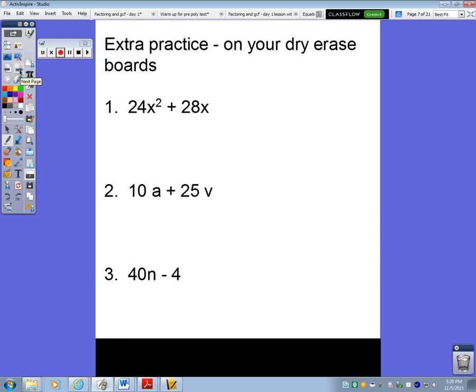Some extra practice. You don't have dry erase boards. You can go ahead and write this on paper. Go ahead and do these three, and we'll check them together in class. If you have any questions, please write them down and bring them to class.